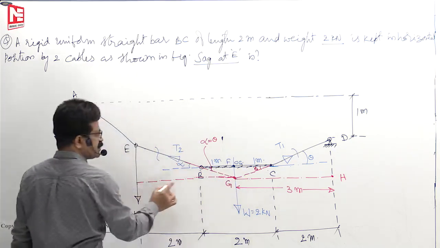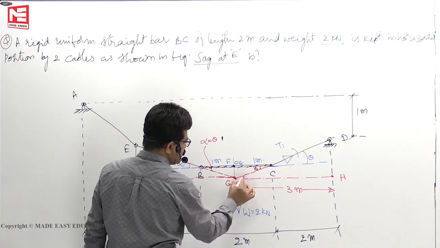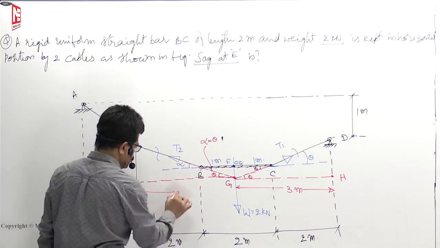Okay. This GHI you take, GIE. If this is theta, it has to be theta. Then this also has to be theta. This length is also 3 meters.